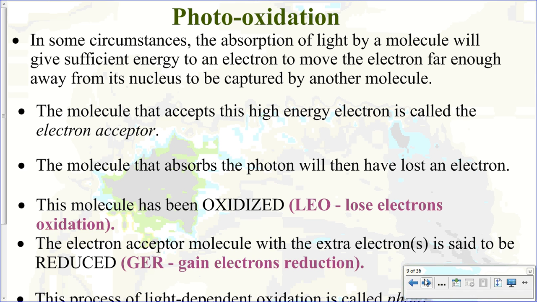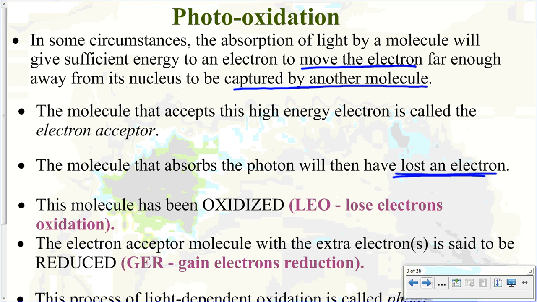So a little bit of terminology here. We'll just read through these points. In some circumstances, the absorption of light by a molecule will give sufficient energy to an electron to move that electron far away from the nucleus, and it will be captured by some other molecule. And a little bit later on, we'll see exactly what those molecules are going to be. So the molecule that accepts this high energy electron is going to be the electron acceptor. The one that gives it up is the electron donor. And the molecule that absorbs the photon will then have lost that electron.